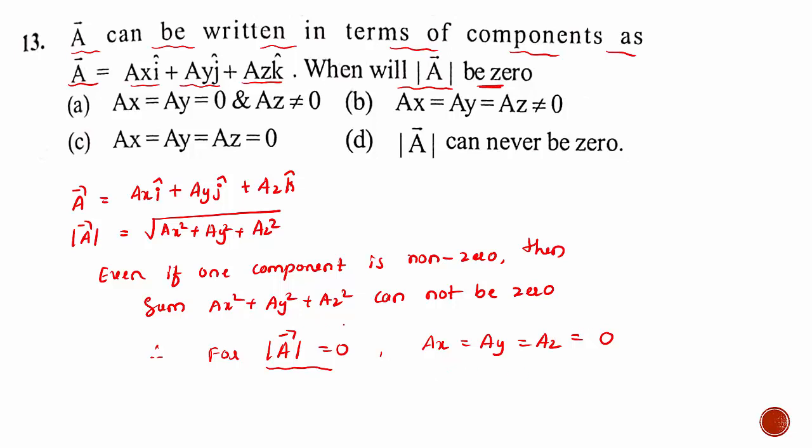Then the only answer we can get is 0. So option C is the right answer. AX, AY, AZ all are equal to 0.